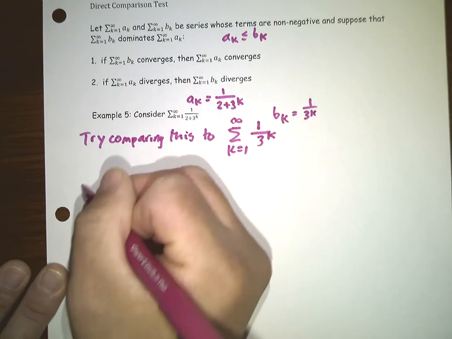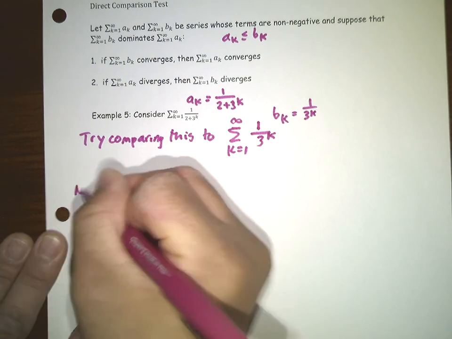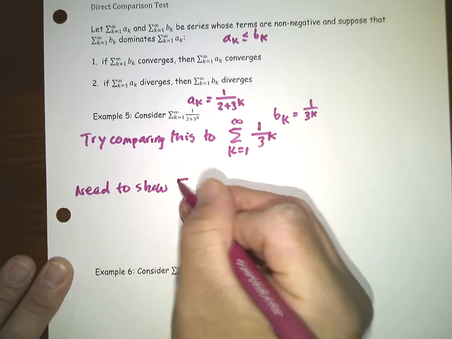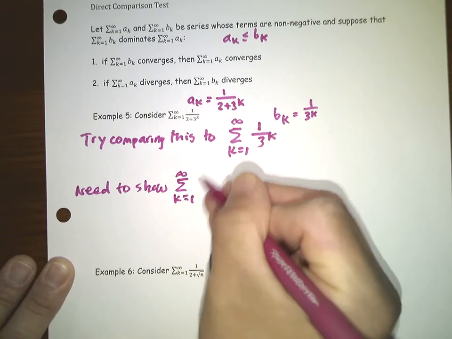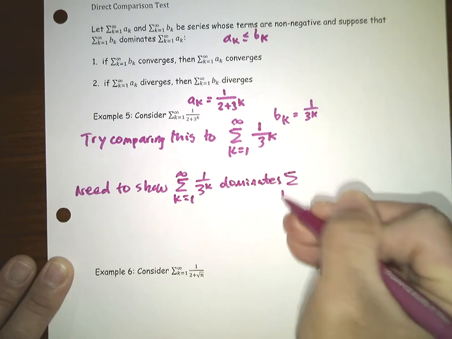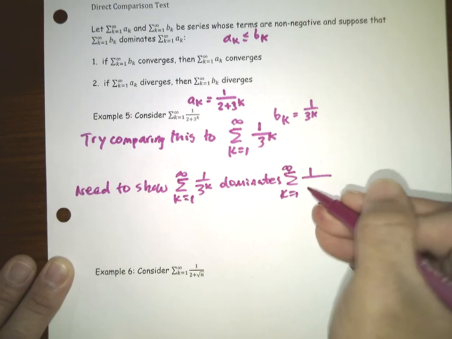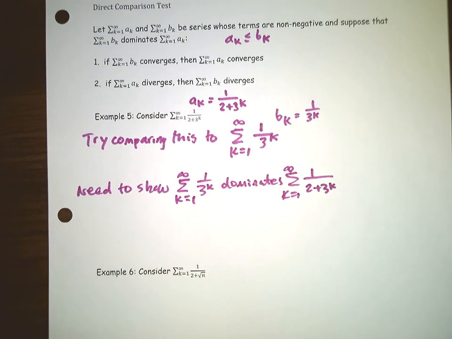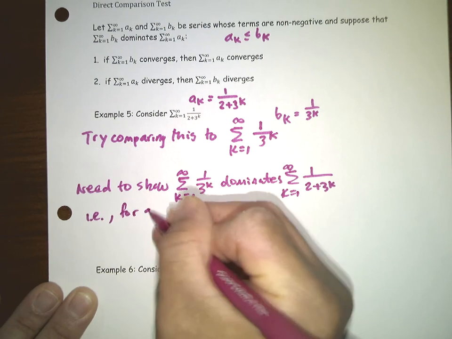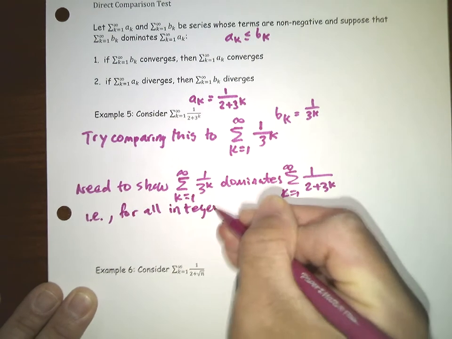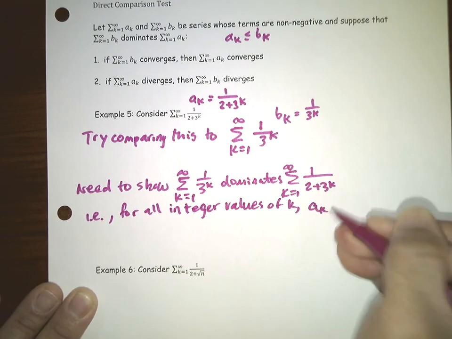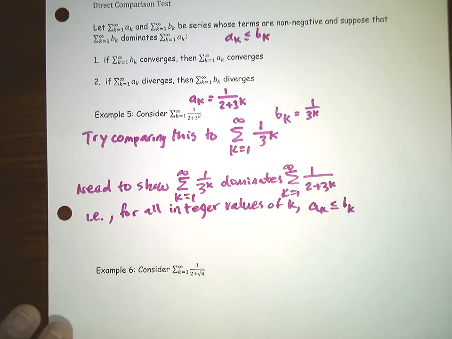So if I do this, I need to show that the b_k series here dominates the a_k series, 1 over 2 plus 3 to the k. So that means, in other words, I need to show that for all integer values of k, a_k is less than or equal to b_k.